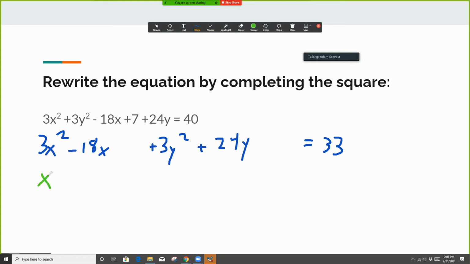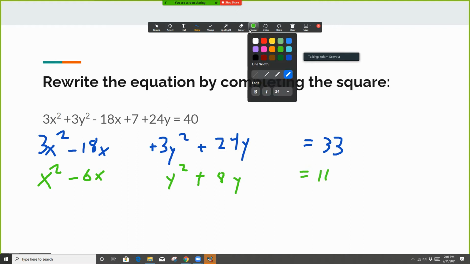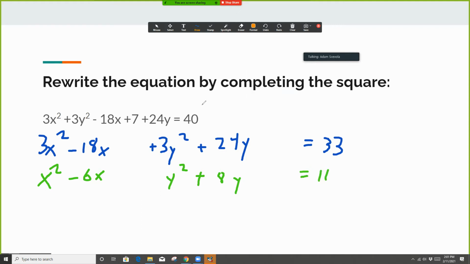So the next step is going to look like this. It's going to be x squared minus 6x, leave some space, y squared plus 8y, leave some space, and then equals 11. Okay? So now we're doing what we did before. We solve the equation by completing the square, but we're doing it twice, once for x, once for y, because we're not actually solving anything. We just want to rewrite this.